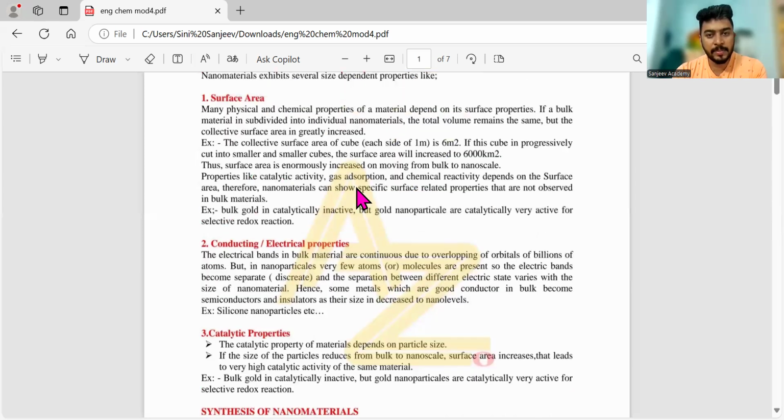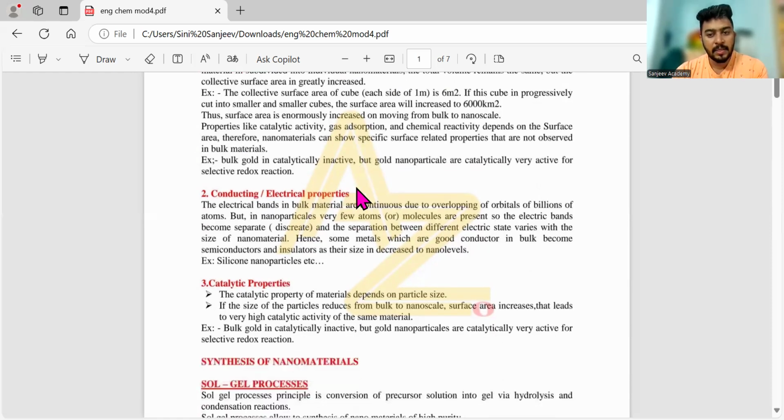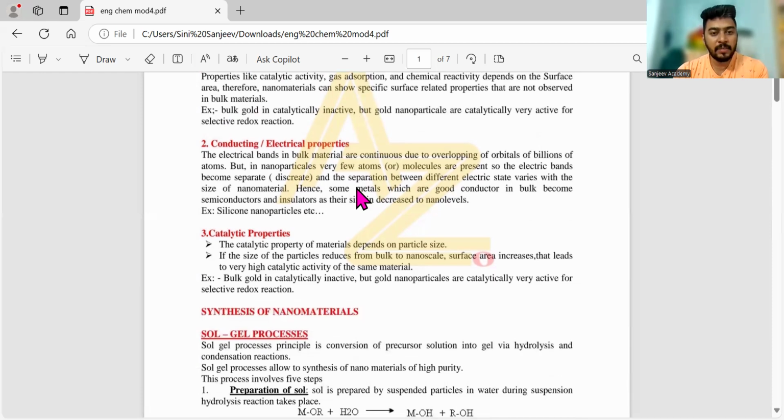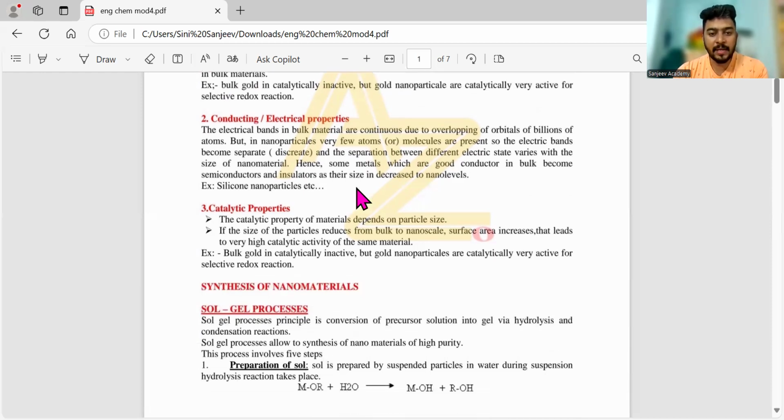Surface area. Obviously, the surface area will be very, very less, that we already know. Then these nanoparticles have semiconductor and catalytic properties. Obviously, it will increase the rate of the reaction.